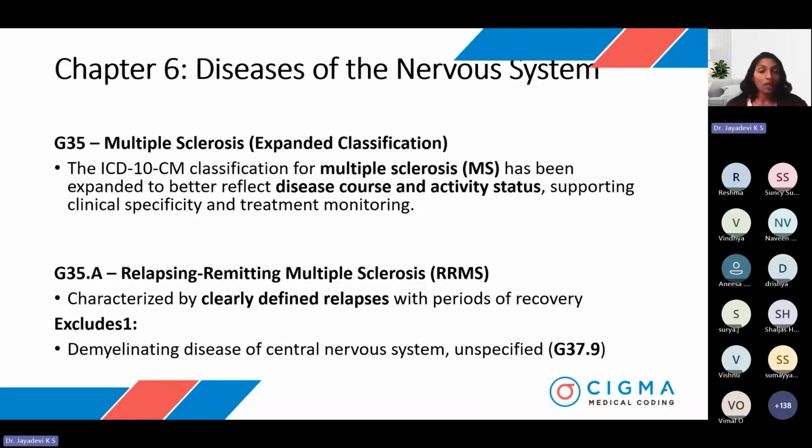For relapsing remitting multiple sclerosis, you can use G35.A, and this is excluded with demyelinating disease of the central nervous system. You can never use this code with this RRMS code.